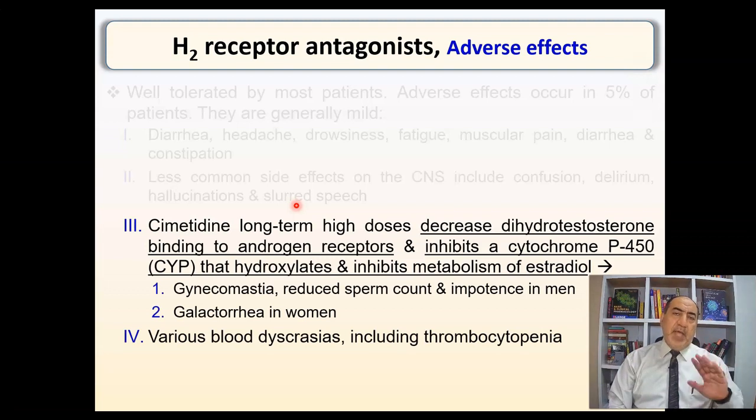Cimetidine is kind of unique in some side effects, and there are also drug interactions. When it's used in high dose, it decreases dihydrotestosterone binding to androgen receptors. So in males, we can expect gynecomastia, reduced sperm count, and impotence. It also inhibits the cytochrome P450 that hydroxylates and inhibits the metabolism of estradiol, the female sex hormone, so it can lead to galactorrhea in women. It can also cause some blood dyscrasias, including thrombocytopenia.